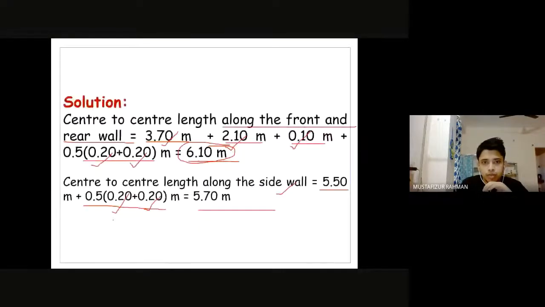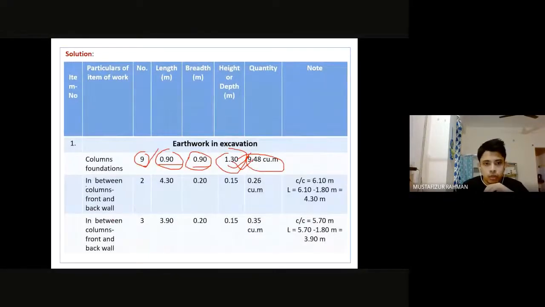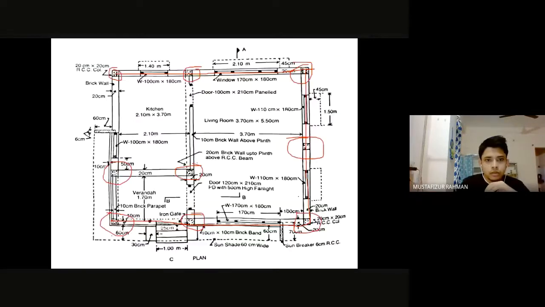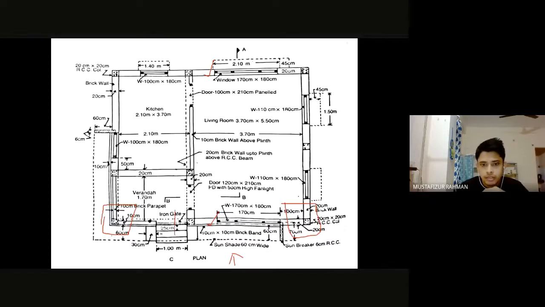So we'll go back. In between columns, front and back wall. This wall and this wall we are calling front and back wall, because this is the front side, right? So this is the front wall and this is the back wall. In between the columns of the front and back wall, we have done some excavation here, here, and here for these 3 columns. So again, this portion we have to excavate for the tie beam or plinth beam.